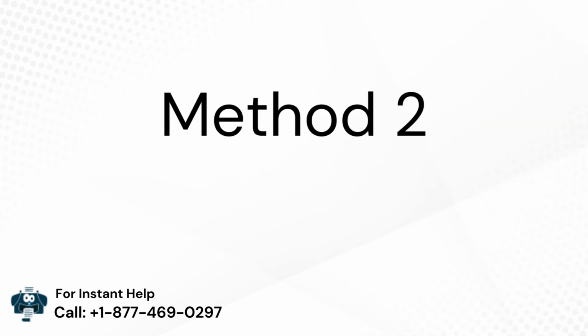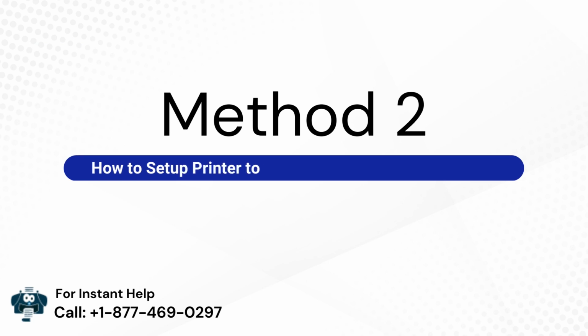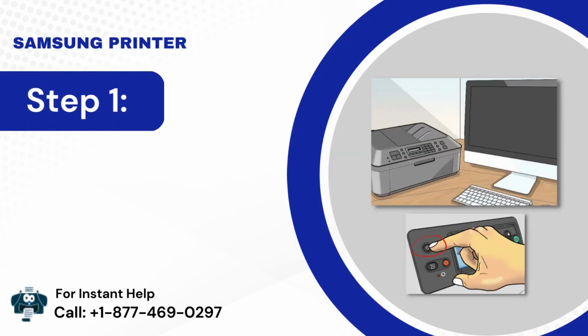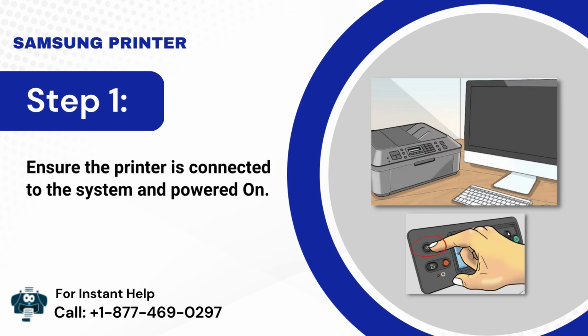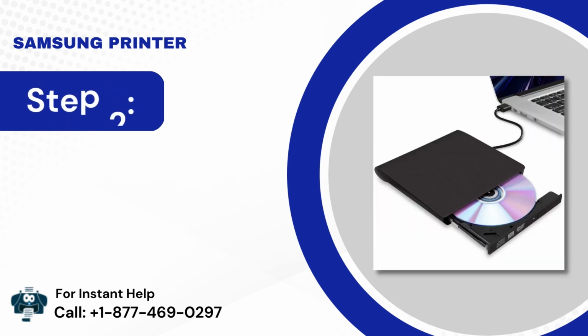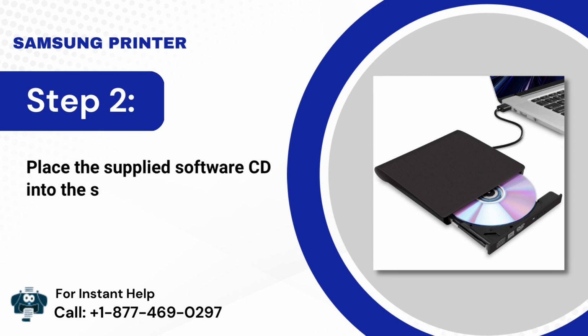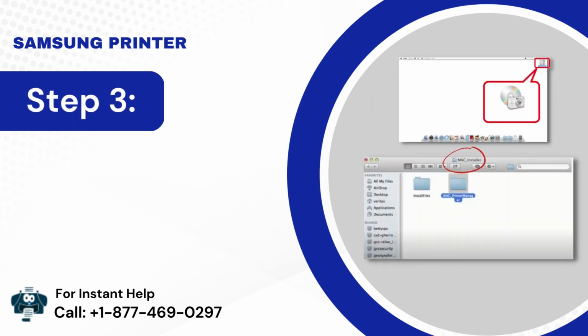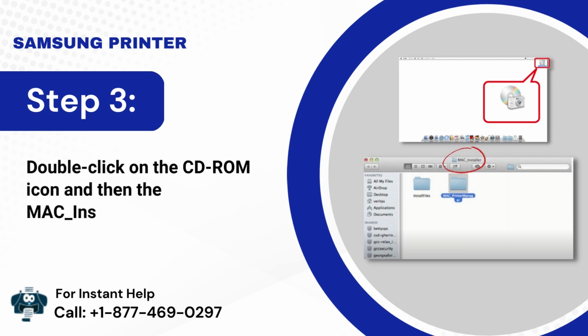Method 2. How to set up printer to Wi-Fi on Mac using Access Point. Step 1. Ensure the printer is connected to the system and powered on. Step 2. Place the supplied software CD into the system's CD-ROM drive. Step 3. Double-click on the CD-ROM icon and then the Mac_installer folder.